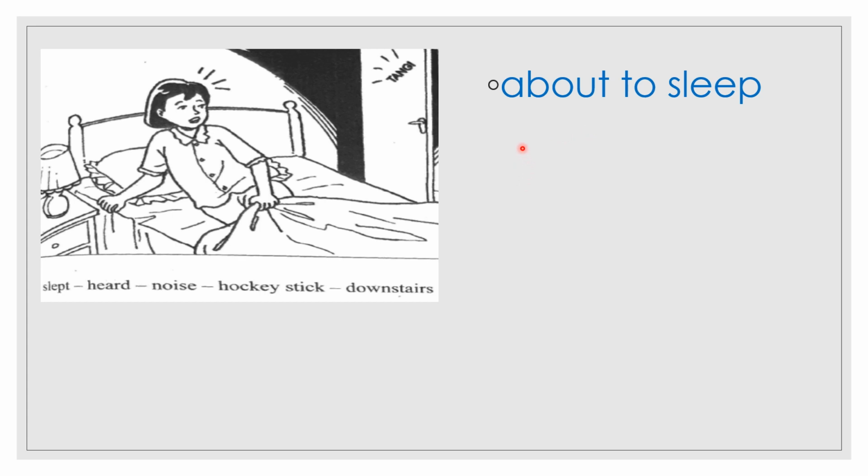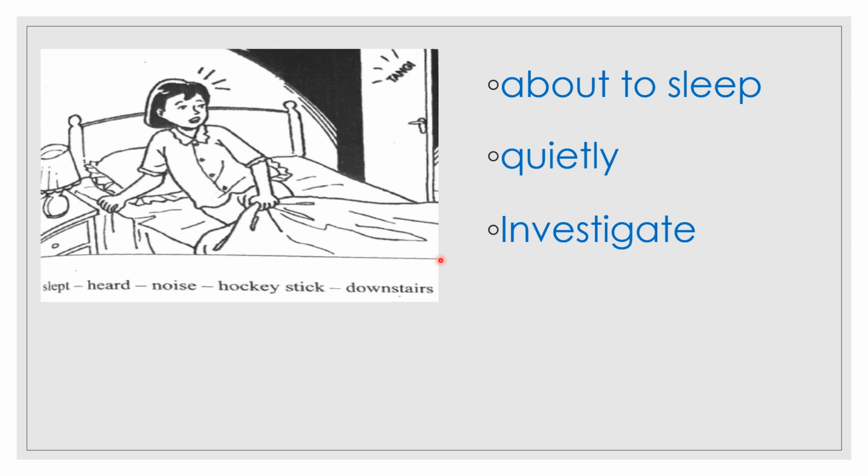Now, what happened when she was about to sleep? She heard a noise, right? And then what did she do? She took her hockey stick and did she go down, you know, in a very loud way? Did she walk down like... She didn't, she probably walked quietly downstairs. To do what? To investigate. What is the meaning of investigate? Okay, to check it out. To check out what happened, right?